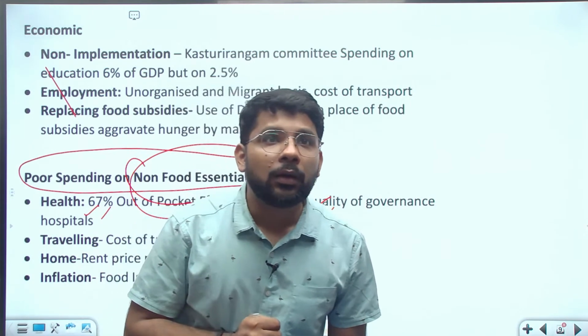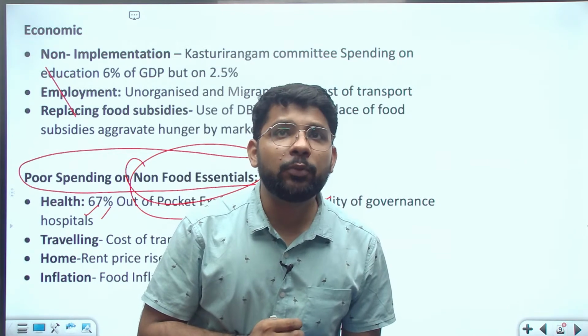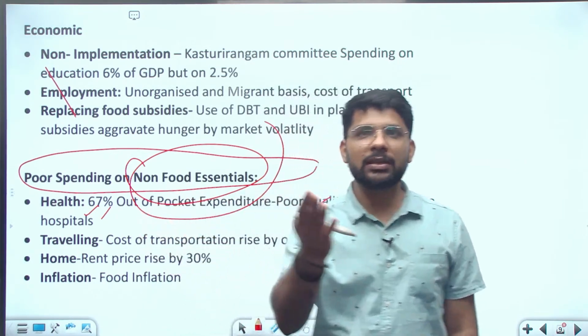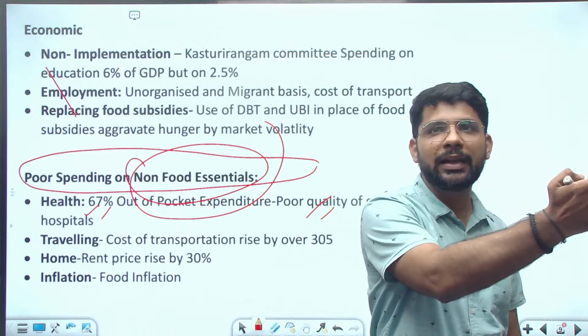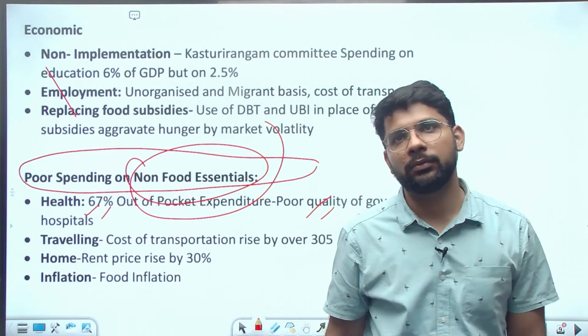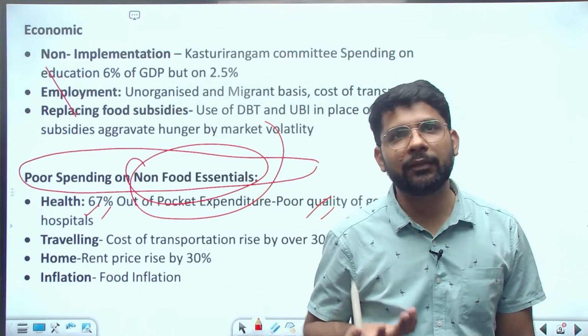Okay. Even, sir, AIIMS is not working properly. Yes, if you are taking a date for an operation in AIIMS today, you will get it 6 months later, or 1 year later. This is the condition of the public health infrastructure.